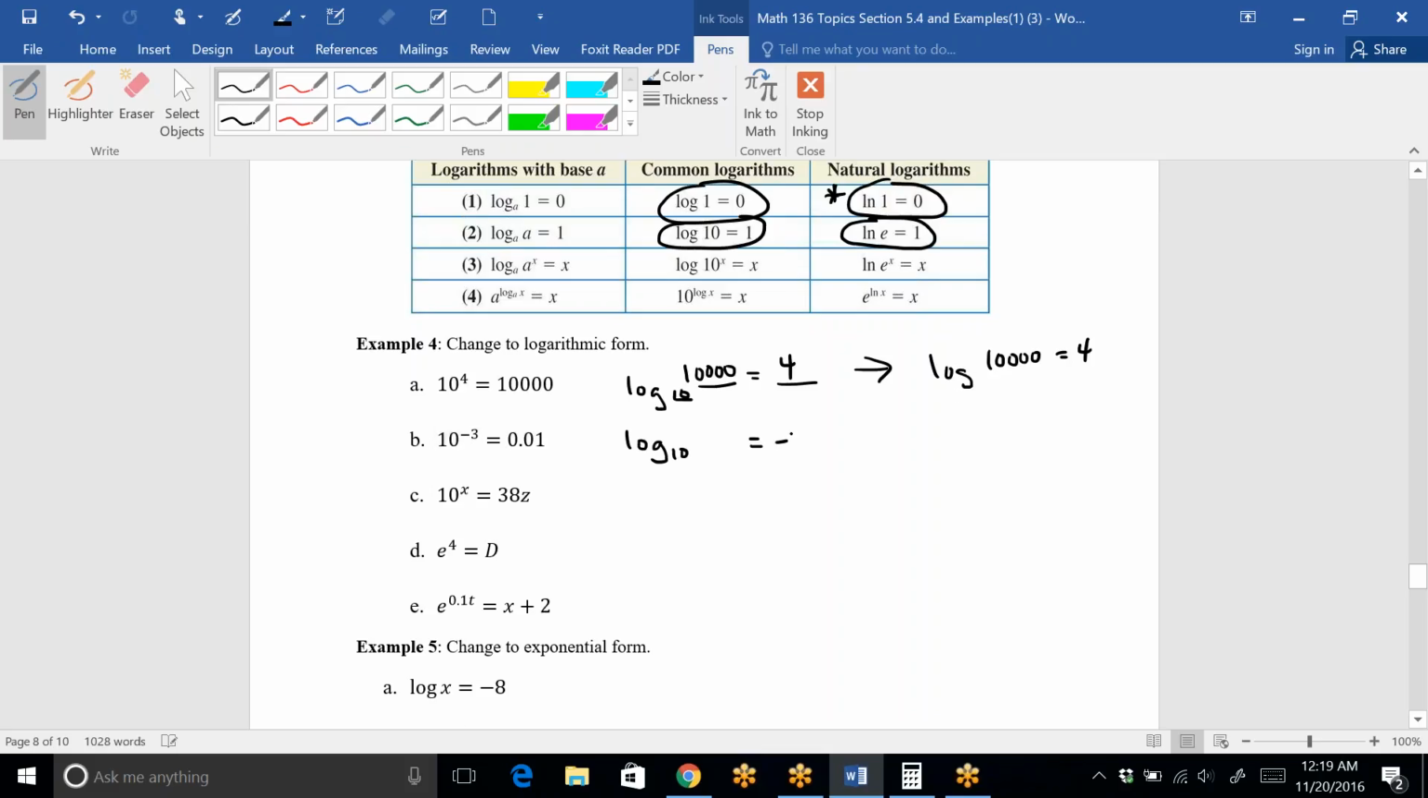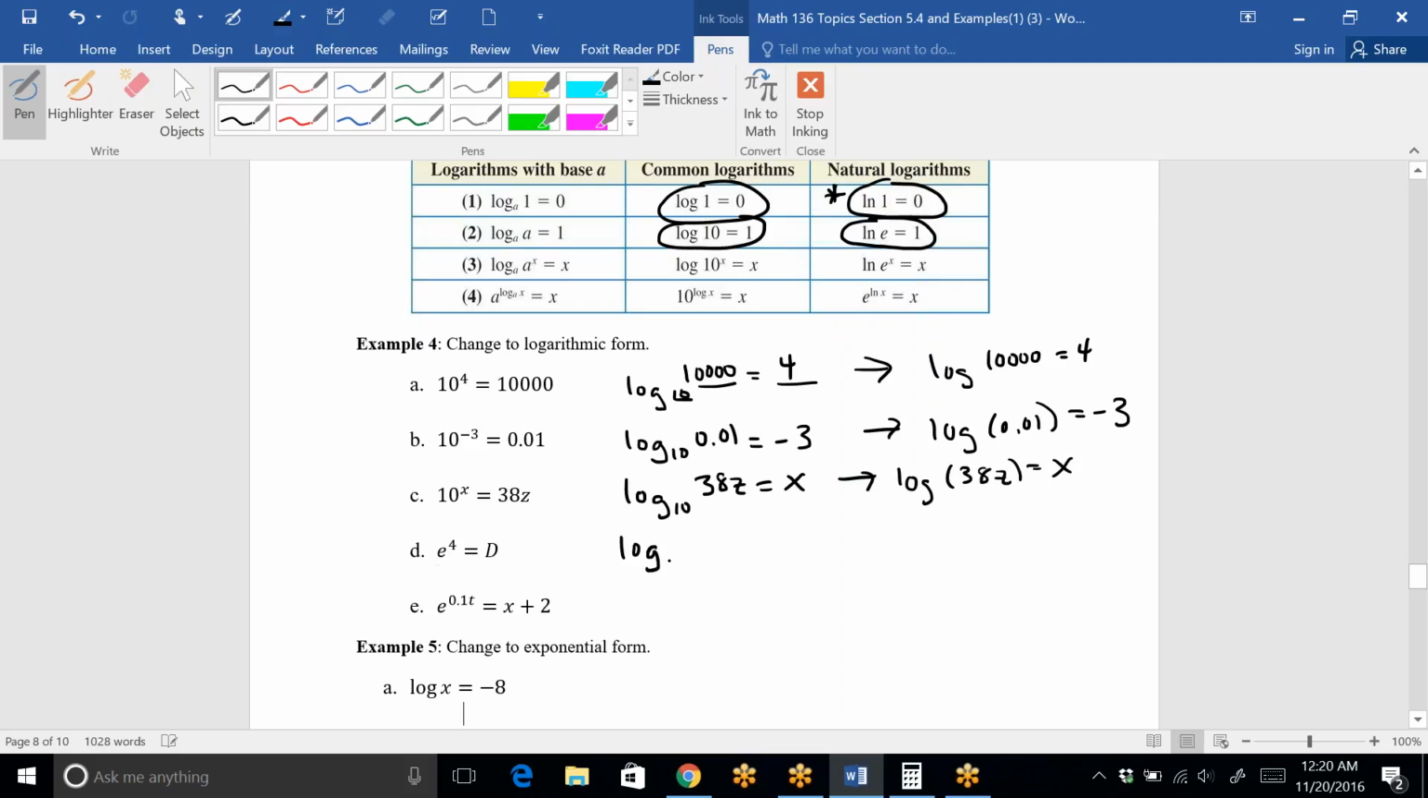And then this is -3 and 0.01. So this guy would be log of 0.01 equals -3. This one's log base 10. X is the exponent, 38z is the argument. So this would just be log of 38z equals x.